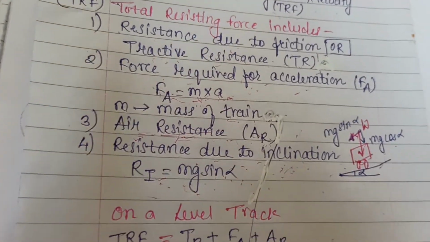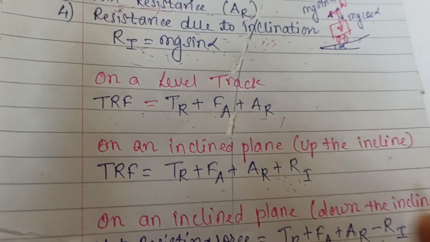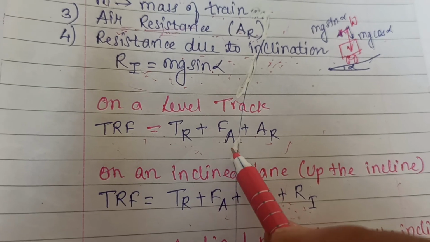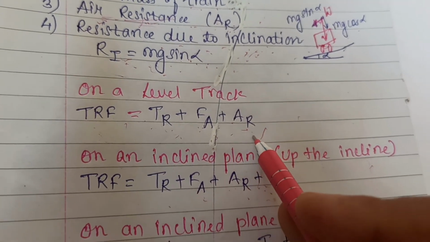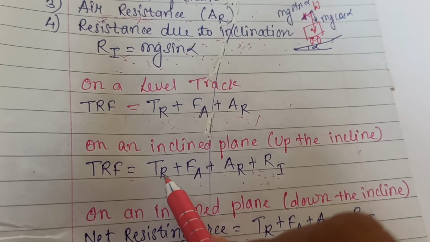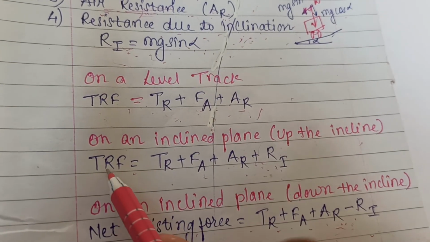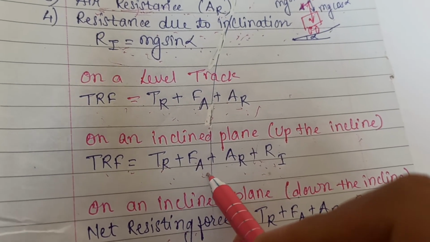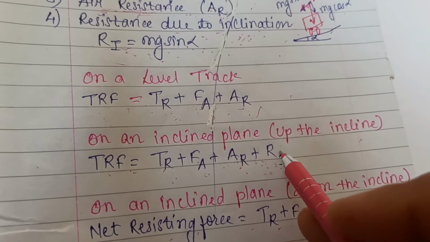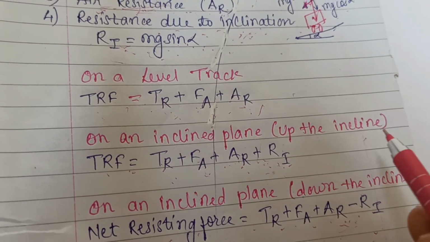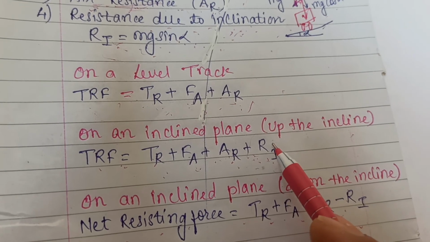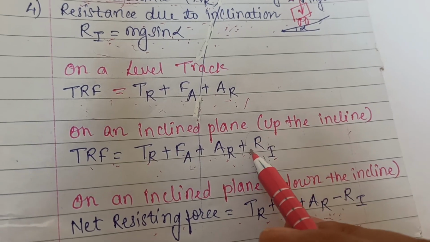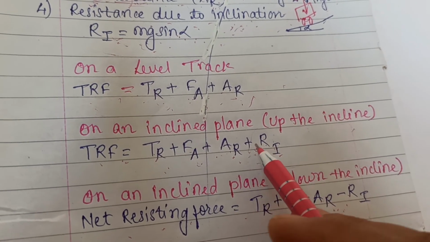So for all three cases, let us find out the total resisting force. On a level track, the total resisting force is a combination of tractive resistance plus force required for acceleration plus air resistance. Next, when the train is moving up the incline, the total resisting force is tractive resistance plus force required for acceleration plus air resistance plus resistance due to inclination. Now, when the train is moving up the incline, the resistance due to inclination is added, because it is the additional force required as the train is moving against gravity. That's why it requires the additional force Ri, so it is plus here.